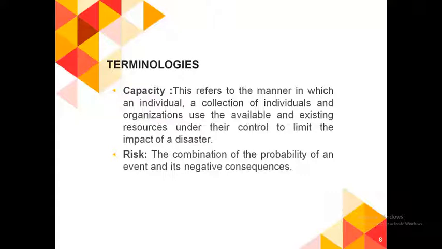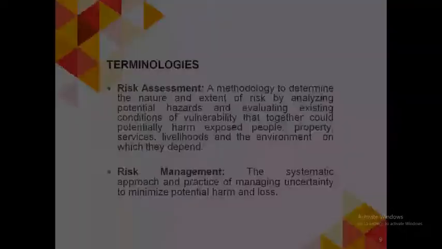Next one, risk. A risk is a combination of the probability of an event and its negative consequences. That is, it is about predicting the impact of the disaster, how much it will affect the people, community, or environment. Those predictions of event probability are called risk.